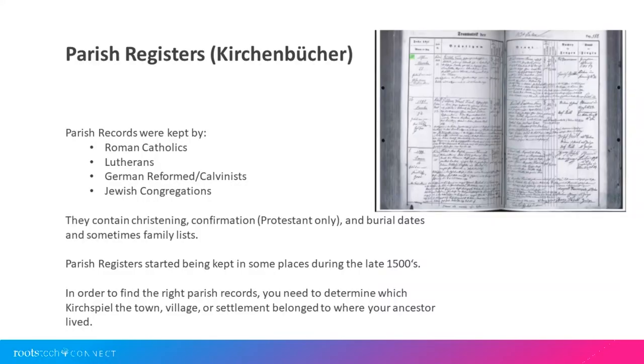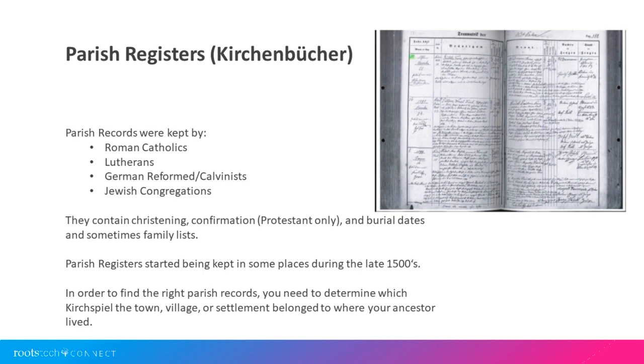Let's start with the church records first. Parish records were kept by the Roman Catholic Church, the Lutheran Church, the German Reformed Church, which were Calvinists and Huguenots, and by Jewish congregations. They contain christening records, confirmation records for the Protestants when they turned 14 years of age, and burial records, and sometimes family lists. Parish registers started being kept in some places during the late 1500s.